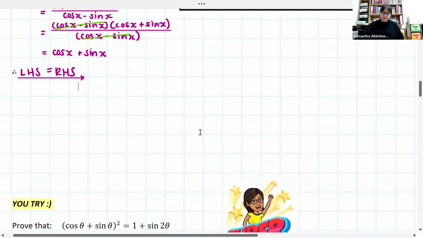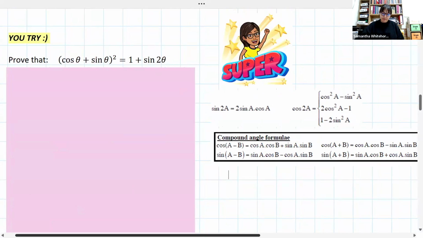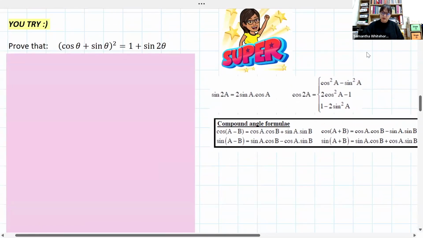I want you to try this one by yourself. I put your double and compound angle formulas here on the side in case you need them. So give this one a try for me. I'm going to give you 5 minutes. It should be enough time, but I'll check in with you in a second to see if you need more. And remember, if you've got questions, just ask as you go along.